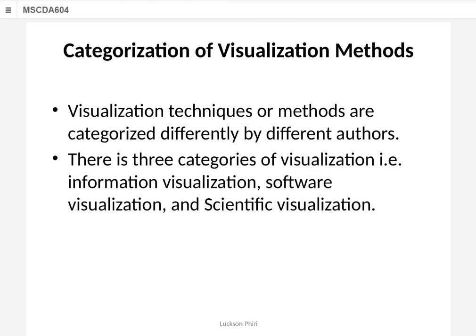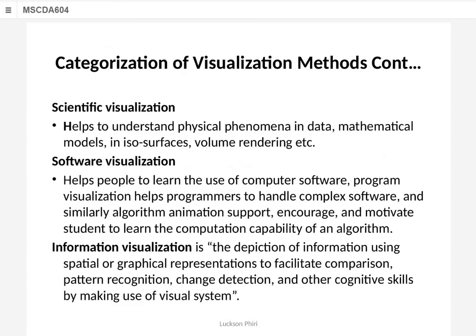So categorization of visualization methods. Like I said earlier on, various authors categorize these methods differently. But generally, we are just going to look at the three categories. That is information visualization, software visualization, and scientific visualization. But we are more concerned with information visualization for this module, so that we can be able to accommodate almost every industry.